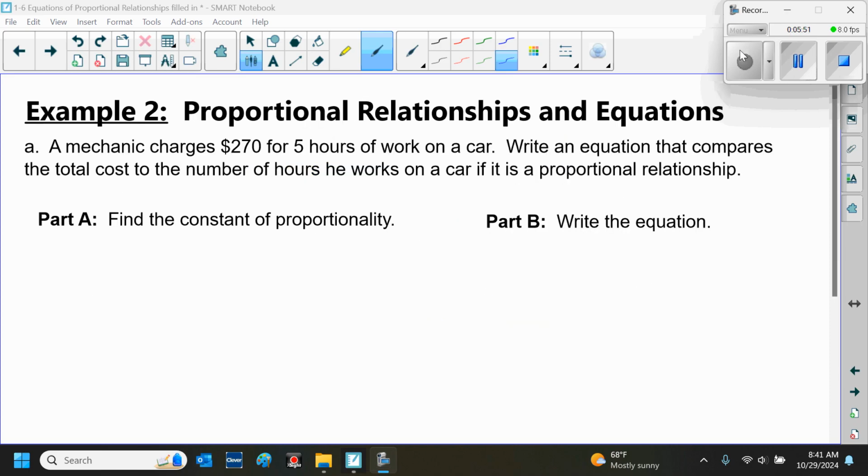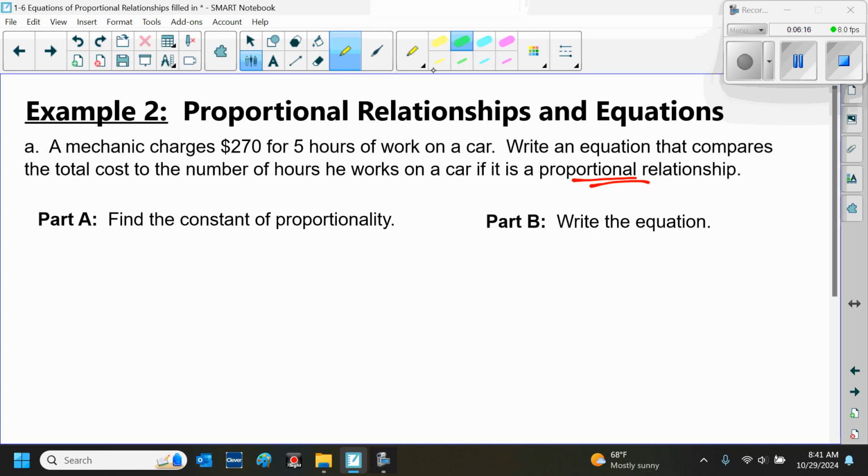All right, example 2 is proportional relationships and equations. It says a mechanic charges $270 for 5 hours of work on a car. We want to write an equation that compares the total cost to the number of hours that he works on the car if it is a proportional relationship. Okay, so here this is telling us it's proportional, right?